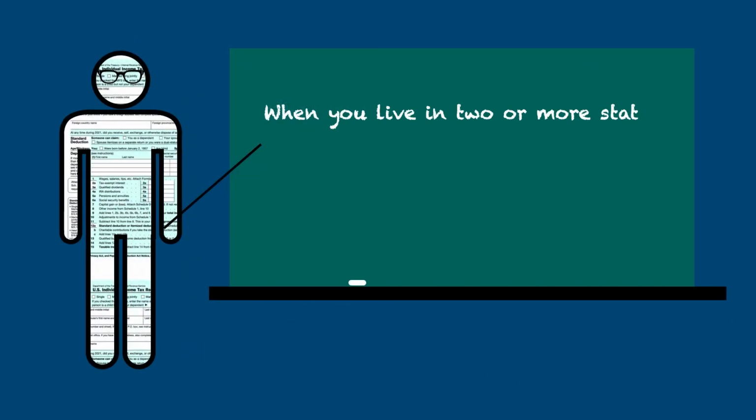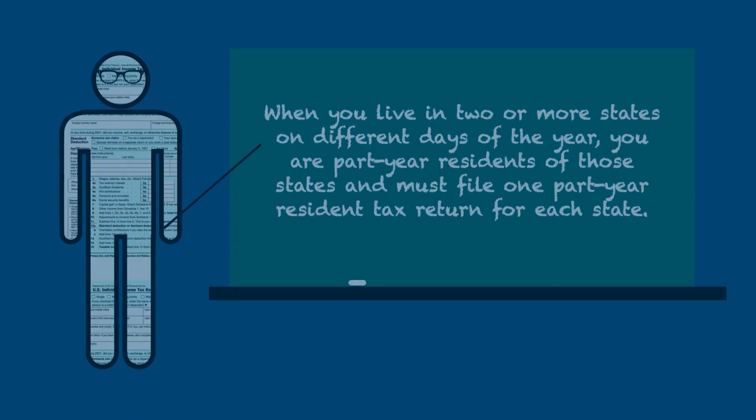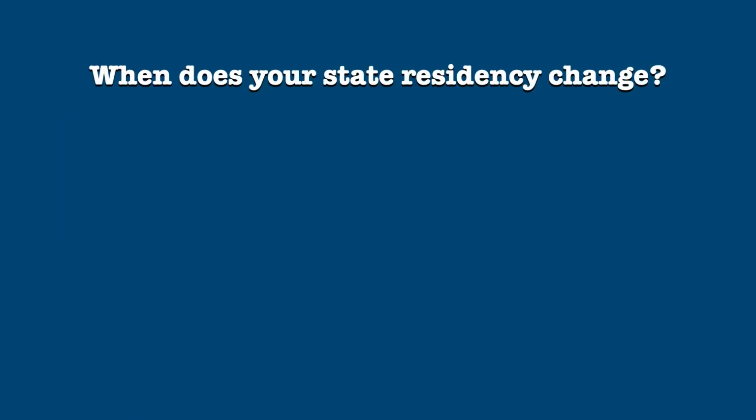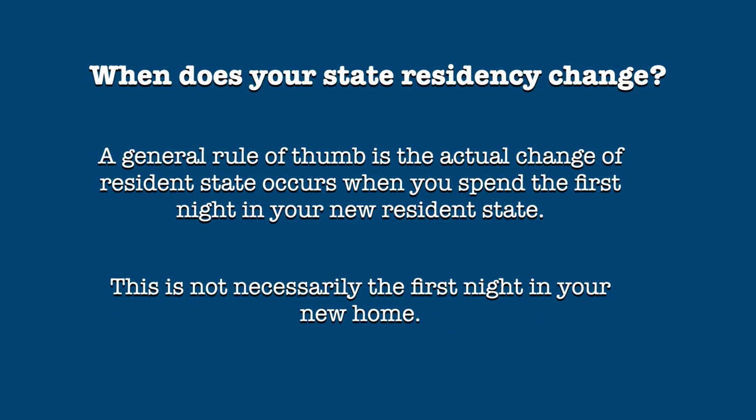When you live in 2 or more states, for oversimplification's sake, let's make it 2, on different days of the year, you are part-year residents of those states and have to file one part-year resident tax return for each state, assuming each state has an income tax. Next, you have to determine when your residence actually changed. A general rule of thumb is the actual change of residence date occurs when you spend the first night in your new resident state. This is not necessarily the first night in your new home.